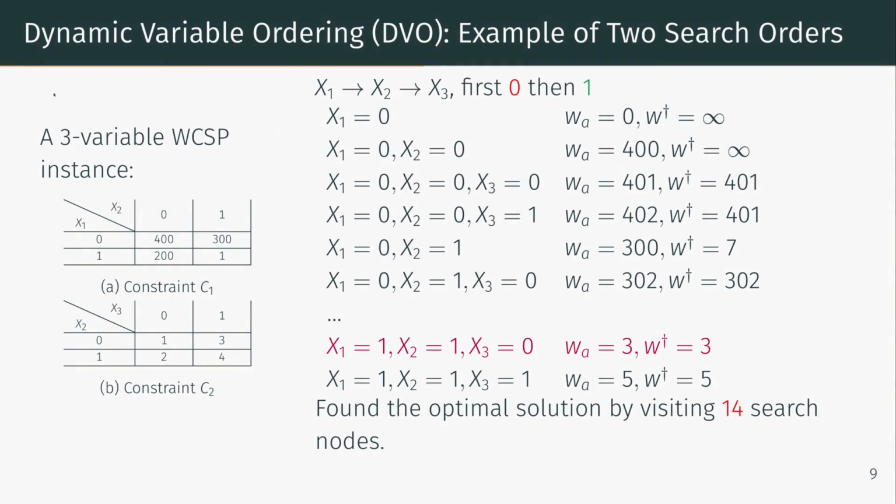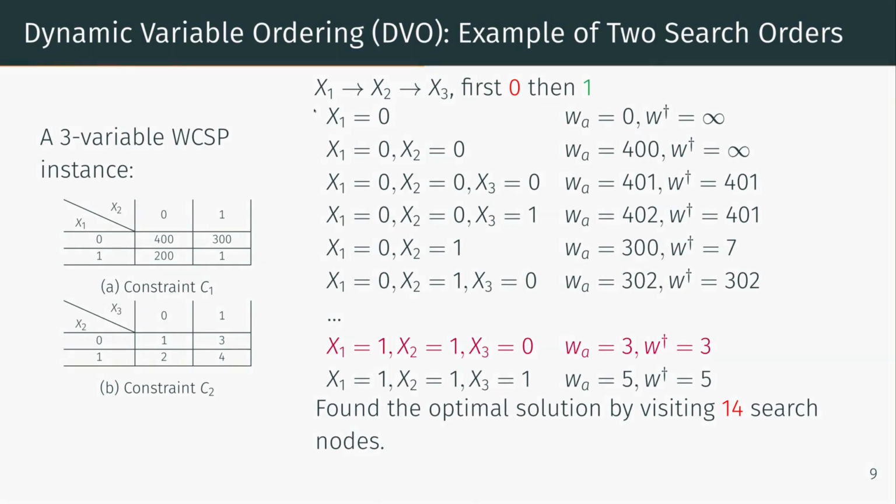Let's say there's a 3-variable WCSP instance. There are 2 constraints in it. The first constraint is between x1 and x2, and the second constraint is between x2 and x3. The weights corresponding to each assignment of the 2 variables are listed in this table. So in this table, x1 equals 0 and x2 equals 0 would have a weight of 400. x1 equals 0 and x2 equals 1 would have a weight of 300. x1 equals 1 and x2 equals 0 with a weight of 200, and x1 equals 1 and x2 equals 1 with a weight of 1. And similarly, there are also 4 weights in constraint C2.